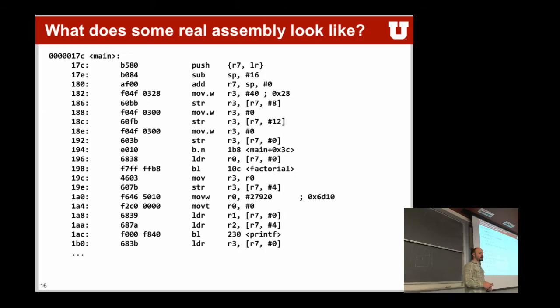Okay, so what does some real assembly look like? This is a code example where we took an assembly code, we put it into opcode, into objects, and then disassembled it, and this is what we get out of it. Do you guys recognize many of these functions, or could you look at this and tell approximately what's going on here?